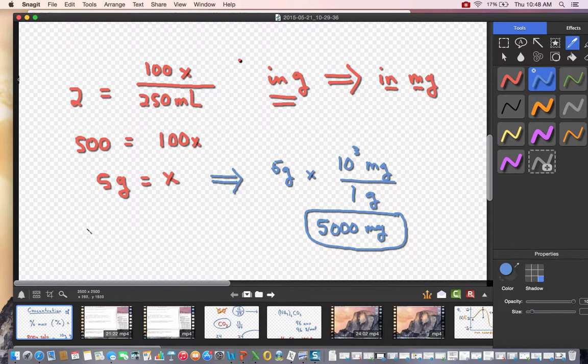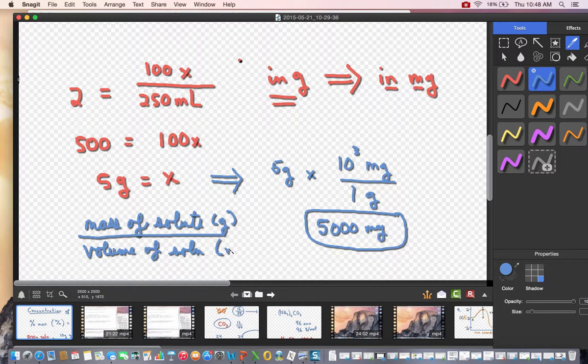So remember, the definition is going to be mass of solute. That mass is given in grams, divided by volume of solution. That volume is given in milliliters. This is per the definition, times 100. And again, this is a percent, so we'll tag the percent and integrate it into our equation. This is mass volume percent.